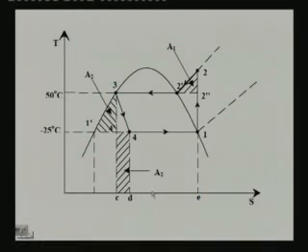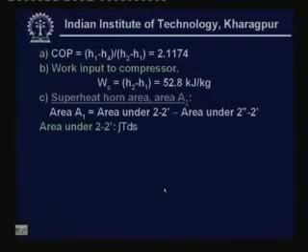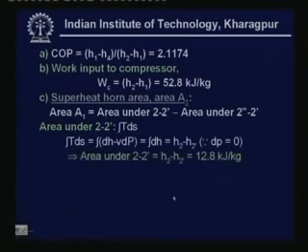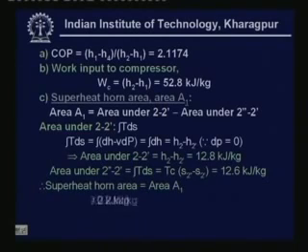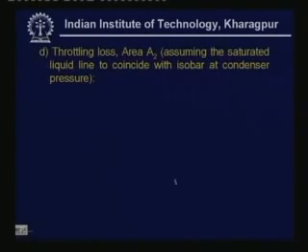Okay, so that is what is done here. I have explained this procedure. All this is shown to you, and if you substitute the values, you find that area under 2 dash is 12.8 kilojoule per kg, and area under 2 double dash to 2 dash, which is the rectangular area, is 12.6 kilojoule per kg. So from these two we find that the superheat horn area is equal to 12.8 minus 12.6, that is 0.2 kilojoule per kg.